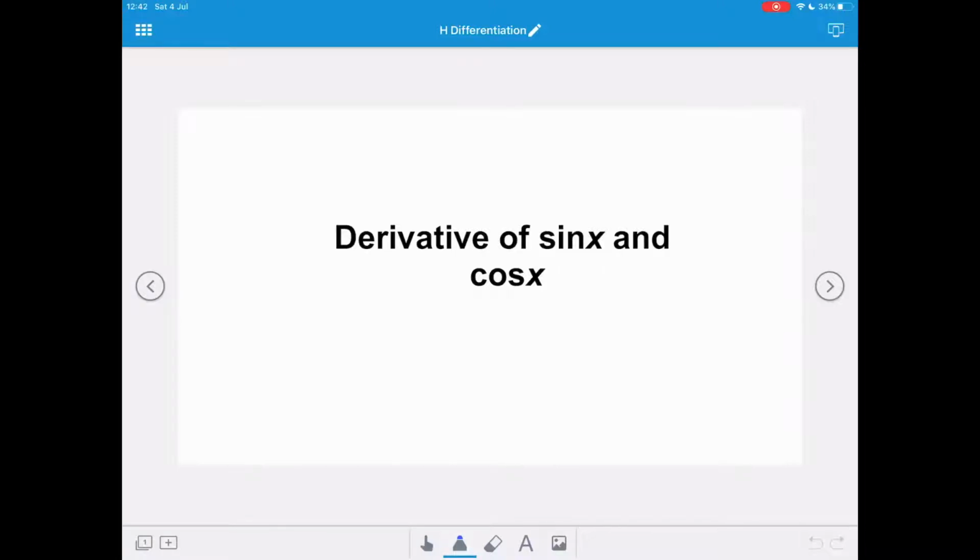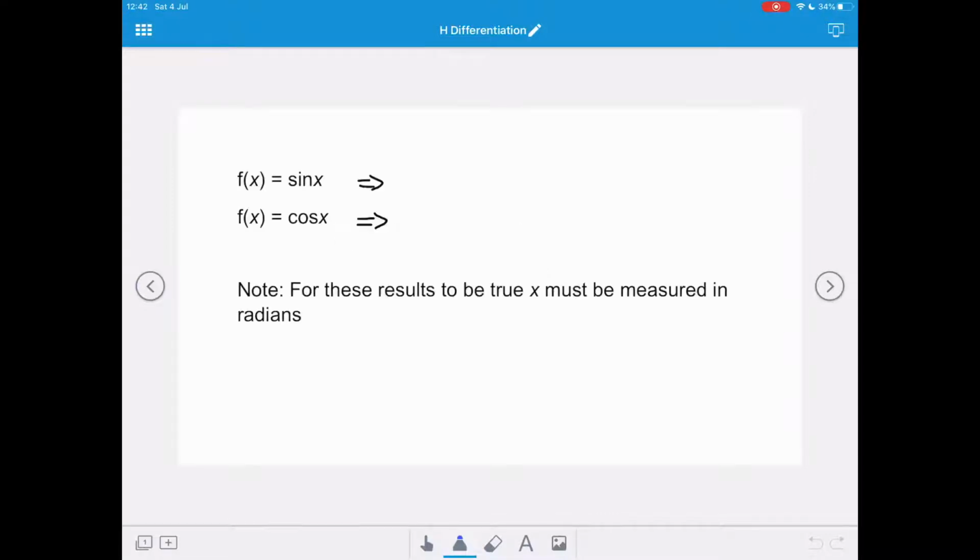So in this video we're going to look at some trigonometric differentiation, the derivative of sin x and cos x. So if we think of the function of sin x and we were to sketch the curve of sin x, we know that it starts at 0, goes up to a maximum of 1 at 90, down to 0, a minimum of -1 at 270 and finishes at 360.